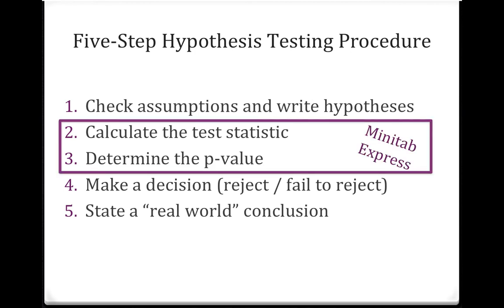Steps 2 and 3 will be performed by Minitab Express. We'll see this in the next video. Steps 4 and 5 are the same as they were in previous lessons. Step 1, however, is going to be a little different. Let's look at the assumptions that we need to check and the hypotheses that are used for a one-way ANOVA.